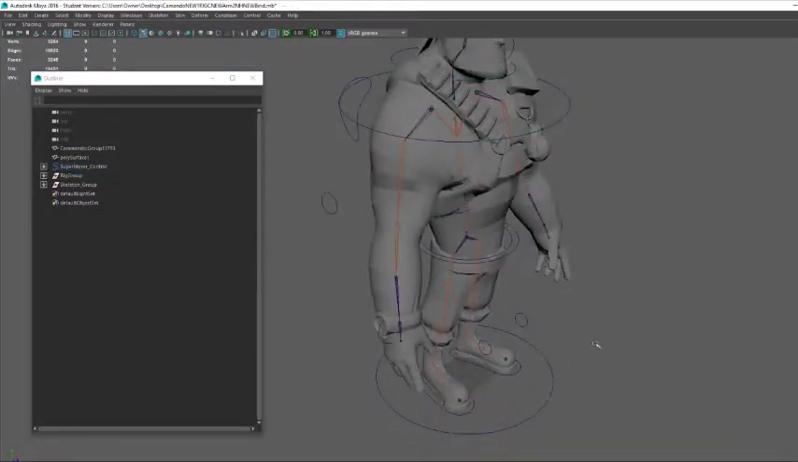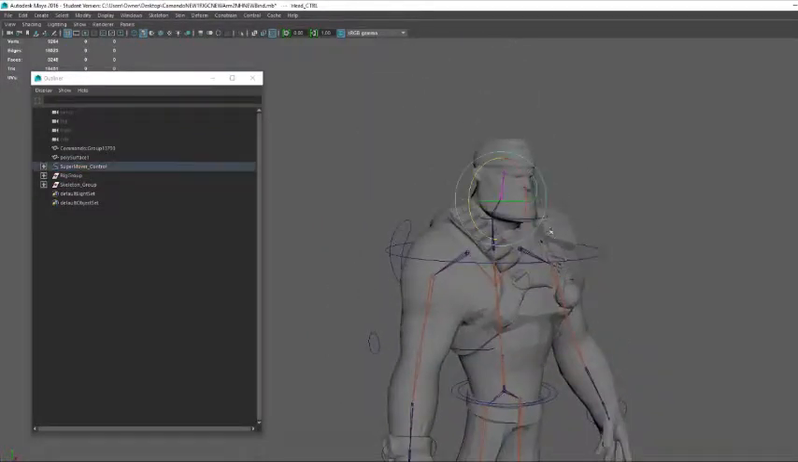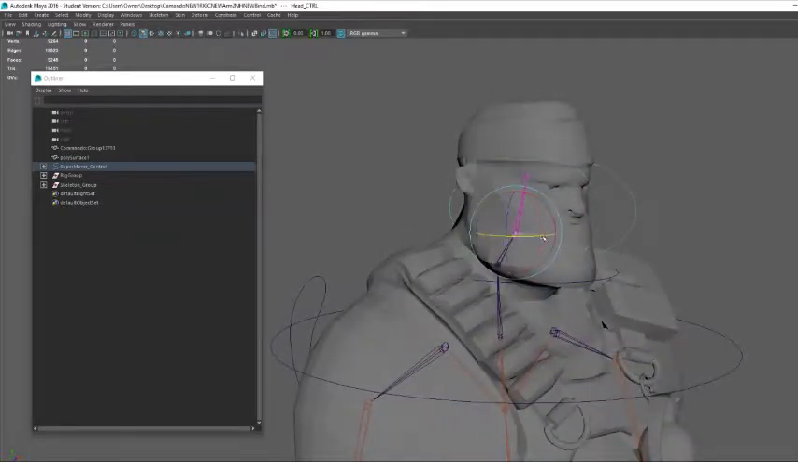Let's talk about the head now. There is a control for the head, which is for the orientation of the head itself. There is then a control for the neck, which is connected to the head and is used for the rotation of the head to the neck.